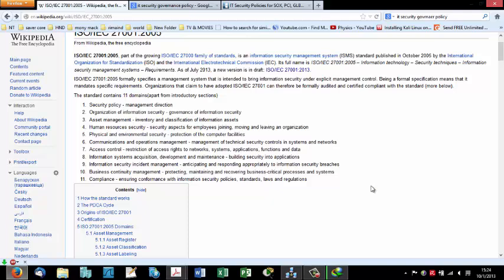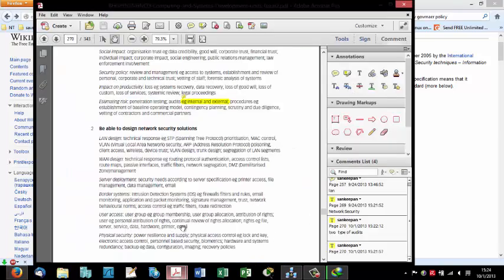So that's done. Procedures, establishment of baseline operating model, contingency plans, duty and due diligences, vetting of contractors and commercial partners, everything comes under those policies. Auditor, internal, external. What are the procedures of auditing? Establishment of baseline operating model. What is the baseline operating model? What and how are you doing it?